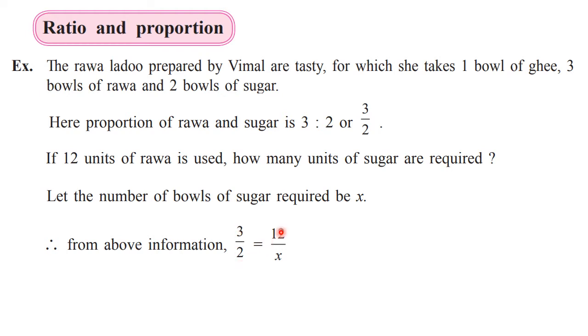Similarly here you will write in the same sequence. Above in the numerator you will write rava and down you will write sugar. So for rava they have provided 12 and for sugar we have assumed x. So here these two ratios are equal. And from this if we cross multiply, we can get the answer. See, 3x is equal to 24 and from that we understand that x is equal to 8. That means the number of bowls of sugar required is 8.